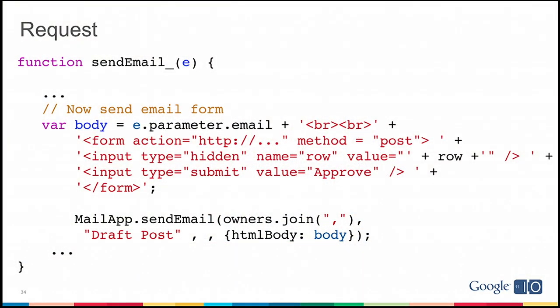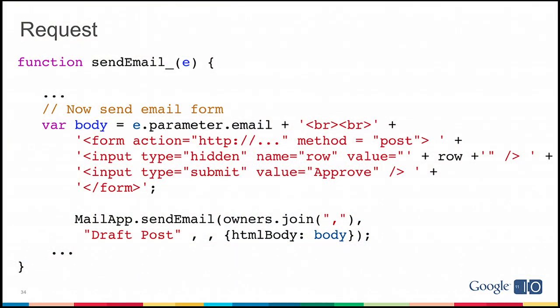So our approval flow that Eric showed us then becomes: an author goes to a site, submits an article for publication. It gets written to our spreadsheet data store, and it gets emailed out to the approver. And then the approver in the email can just click a button to approve, and it will get posted back to the site for publication. So let's look at the first part of that, the request.